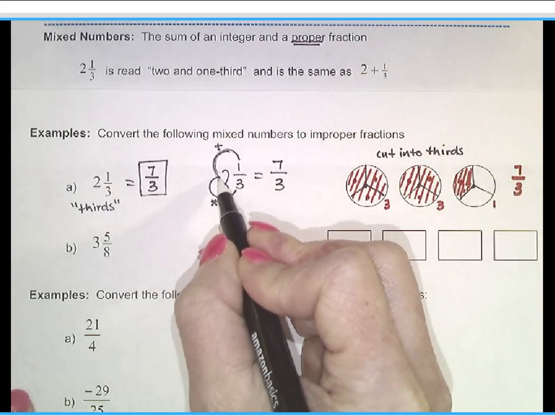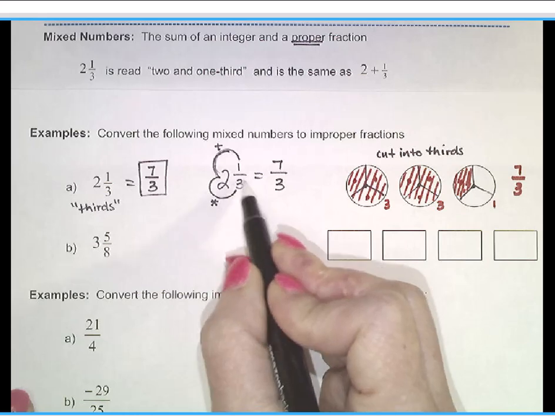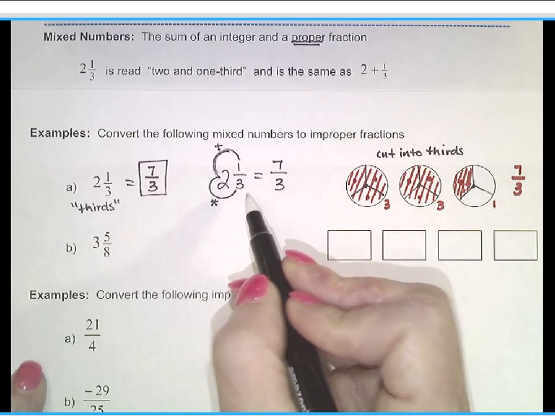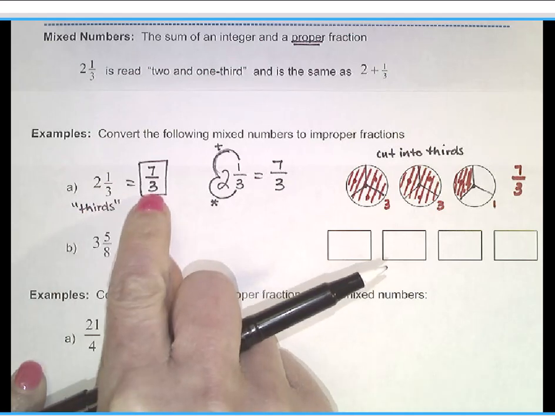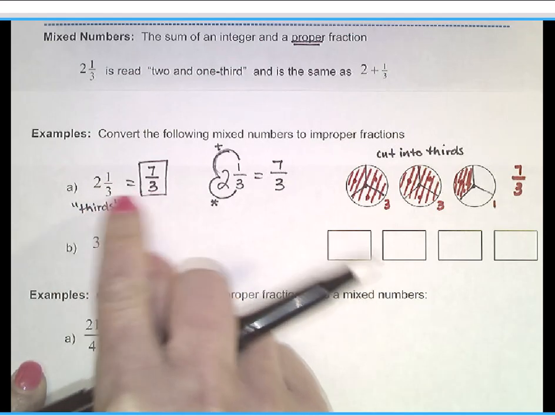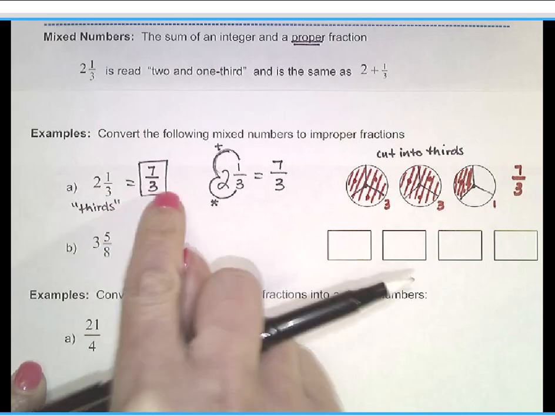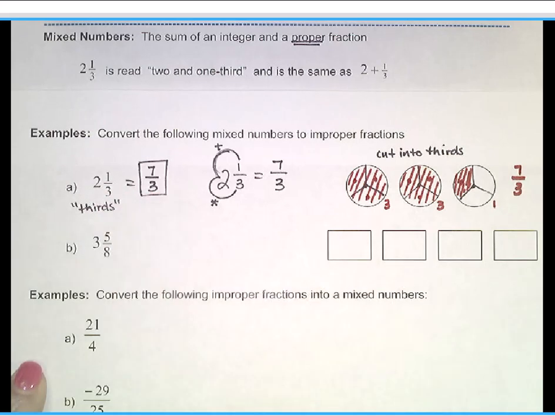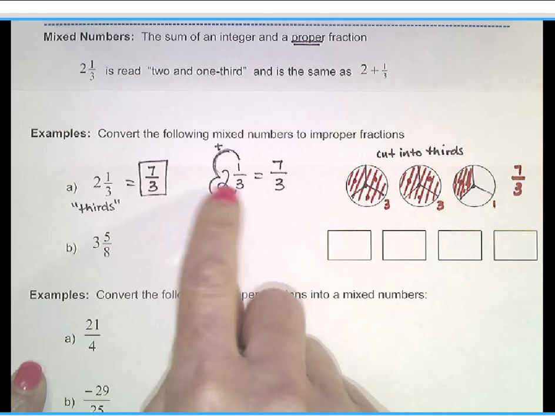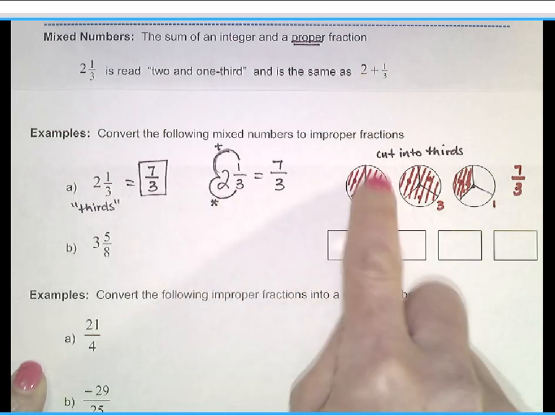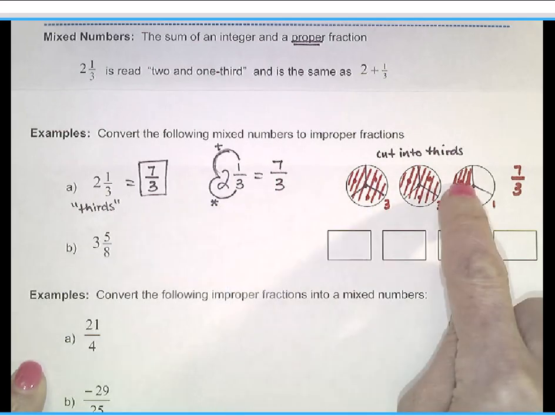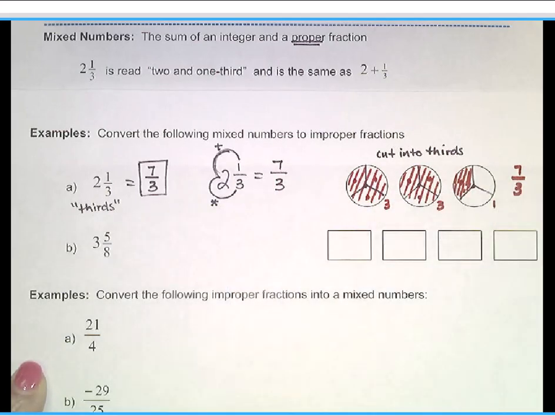So you multiply, then you add, and you keep the same fraction family. We were doing thirds for this whole thing. So the mixed number has thirds, the improper also has thirds. The denominators should always match, regardless of which form you're in, okay? The reason why it's 7 is because we had 2 full circles, 2 of the 3s, see 3 and 3, and then we had 1 more on the top. That's why the shortcut works.